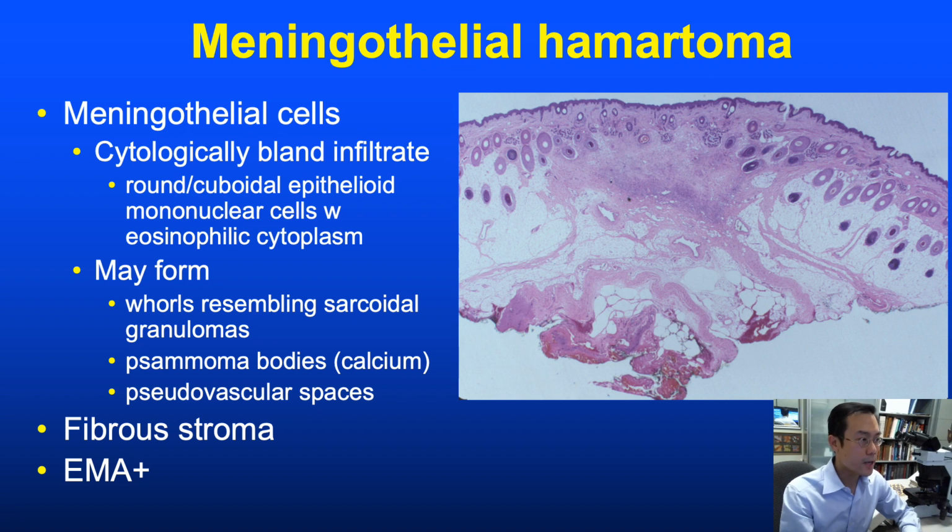And so we can see at scanning magnification here that the hair follicles are largely displaced by an infiltrate of cells that at high magnification would be cytologically bland mononuclear cells with eosinophilic cytoplasm. The distinctive immunostain is epithelial membrane antigen, or EMA, and this makes sense because EMA is also positive in perineurioma and cutaneous meningioma, and the perineurium is in fact the distal peripheral extension of one of the meninges, the arachnoid mater.